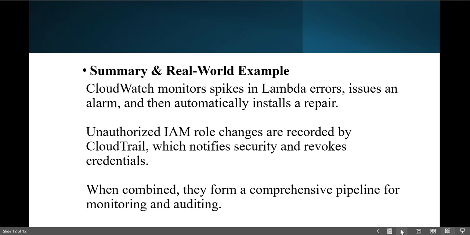To wrap up, CloudWatch and CloudTrail are essential for visibility, monitoring, and compliance in AWS. Proper use of dashboards, alarms, and log analysis improves system reliability, while best practices ensure your environment stays secure and efficient.